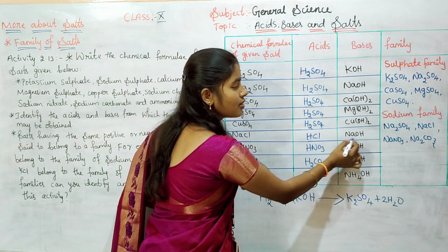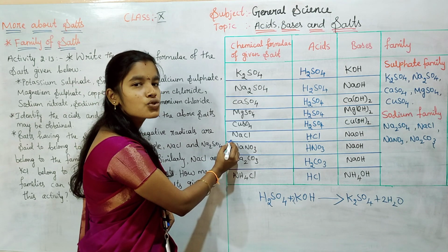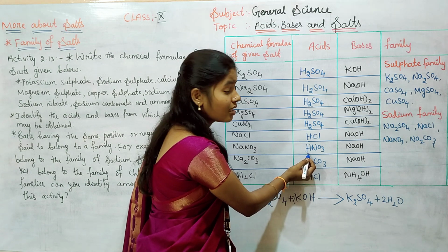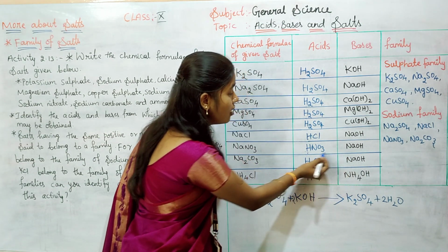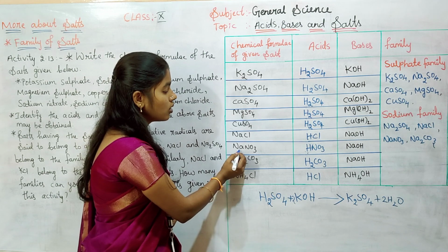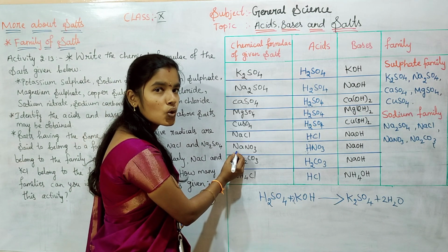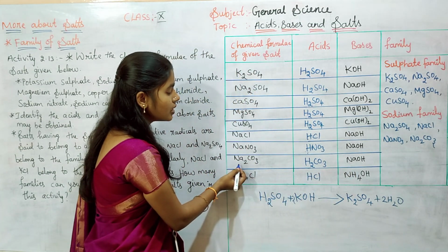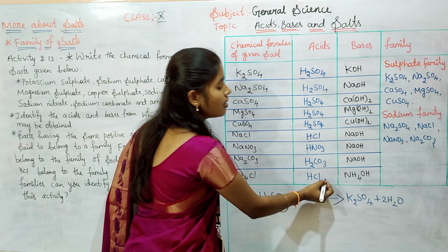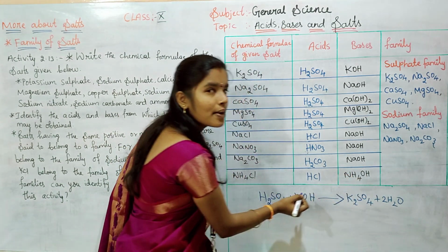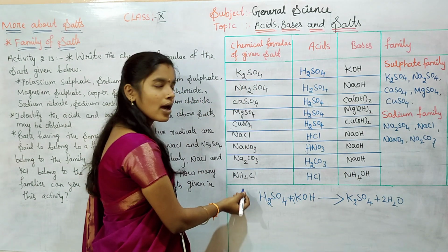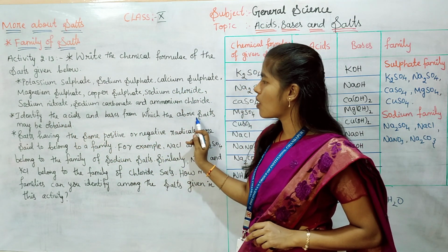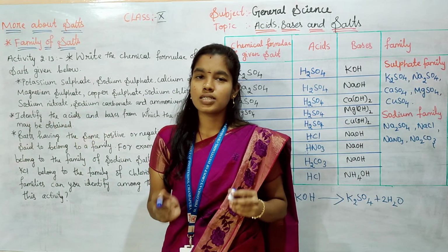And hydrochloric acid reacts with sodium hydroxide, we will get sodium chloride. And nitric acid, HNO3, reacts with sodium hydroxide, it produces sodium nitrate, NaNO3. And carbonic acid reacts with sodium hydroxide, we will get sodium carbonate. And hydrochloric acid reacts with ammonium hydroxide, we will get ammonium chloride. In the second step, we identified the acids and bases from which the above salts may be obtained. So we have written the acids and bases also.